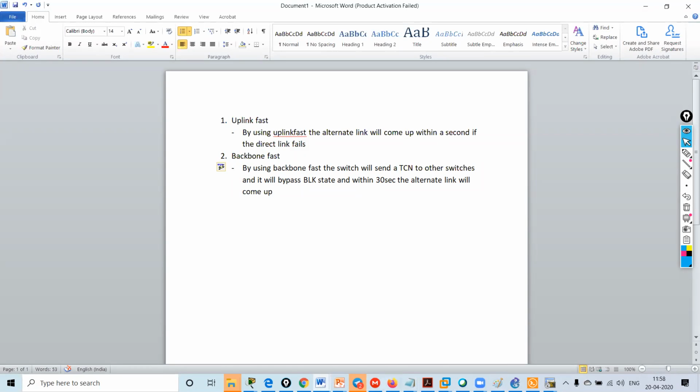Okay, now we will start another topic known as rapid spanning tree, RSTP. What is RSTP? Rapid spanning tree.